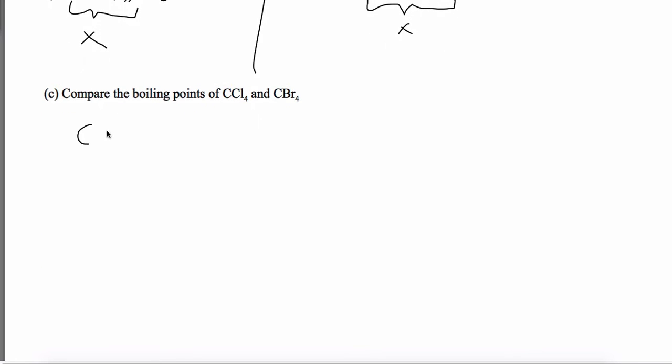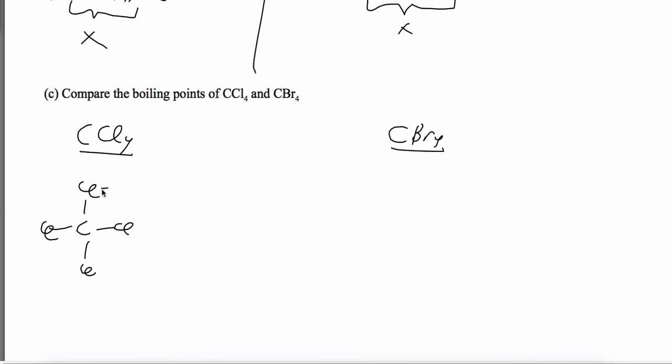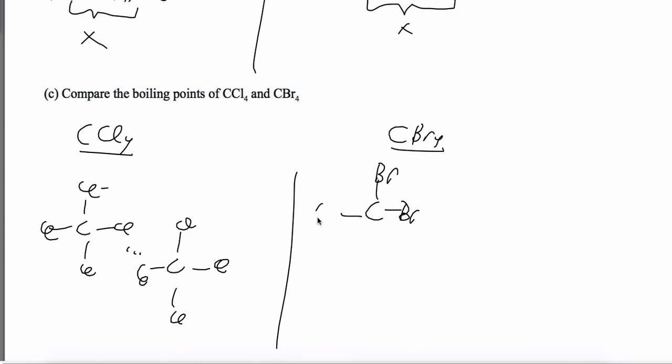Okay, now let's look at CCl4 and CBr4. Although that is partially negative and that is partially positive, they all cancel out. So in this case, we have a true London force right there. And same thing here with CBr4. Although that is partially negative and that is partially positive, they do cancel out. So we have a true London force between these three-dimensional tetrahedral molecules.